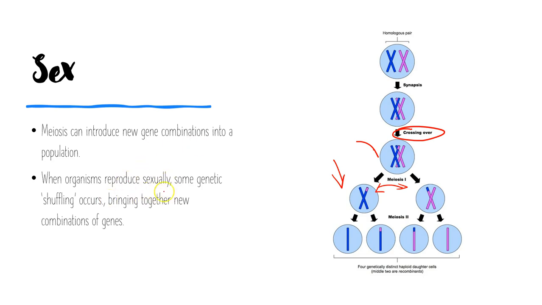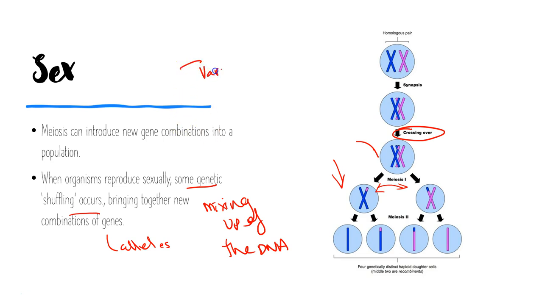So when organisms reproduce sexually, some genetic shuffling occurs, a mixing up of the DNA, and it brings together new combinations of genes and alleles. So we get new combinations being formed during sexual reproduction. Again, because this incorporates difference in our genetic makeup, in our genotypes, it brings variation into our population, and we cannot have evolution without variation.